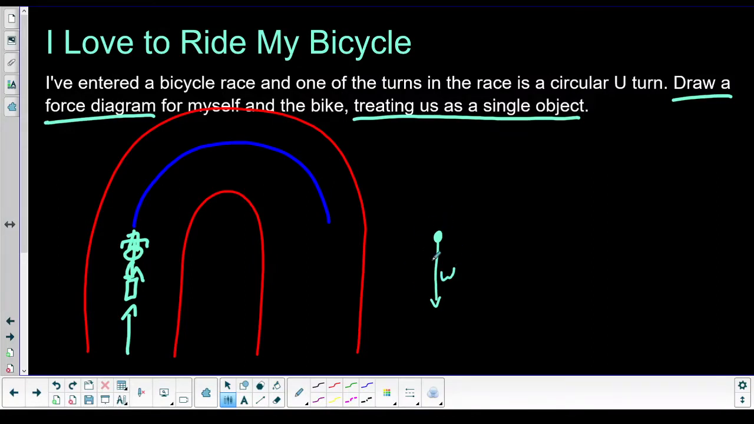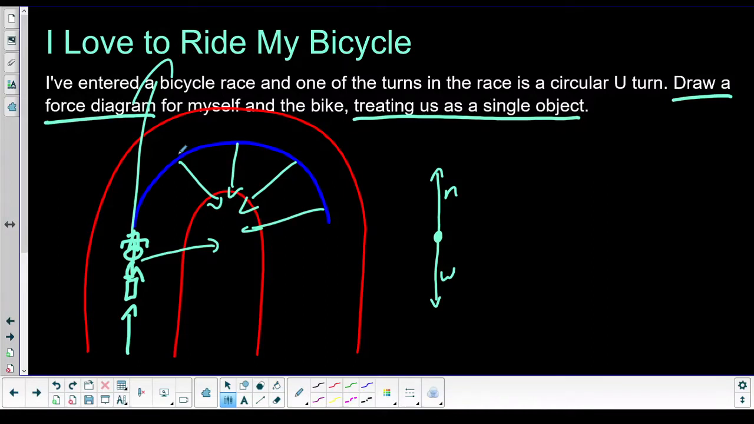To counteract the weight, because obviously I'm not falling into the asphalt, there must be some sort of normal force up on my bicycle from the ground. So we'll put that straight up. Normal force from the ground. And then what is the force that is pulling me towards the inside of the circle? There must be some force pointing towards the center of the circle to keep me going in a circle. What is my bike being pushed by or pulled by towards this direction so that it doesn't just keep going that way with me on it?